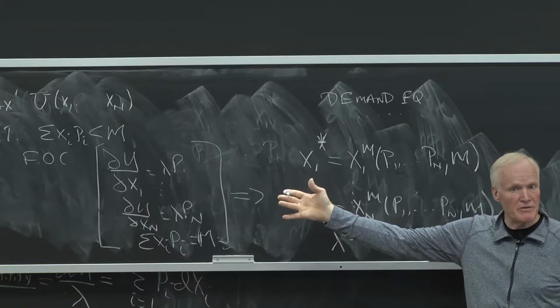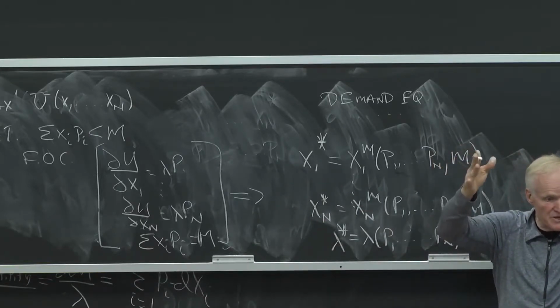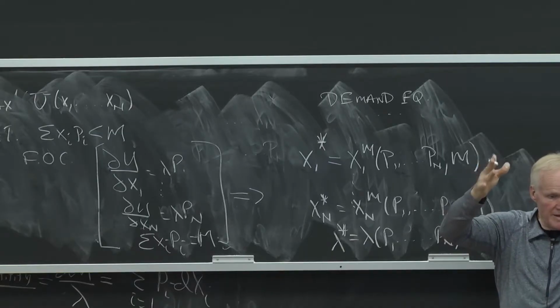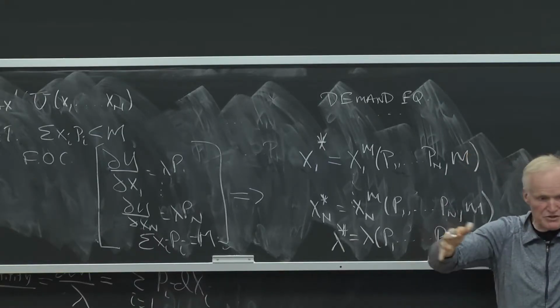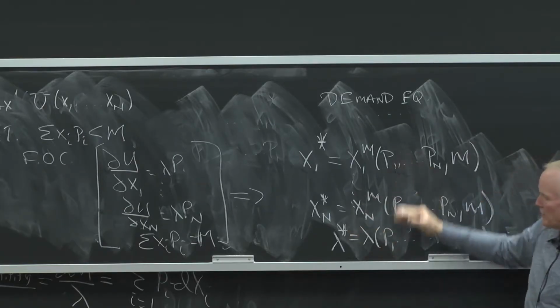Everybody see where the demand equations come from? You have this maximization problem. You say, okay, give me the prices and income. That gives me the budget constraint. I combine that with the utility function. That gives me the demand equation.